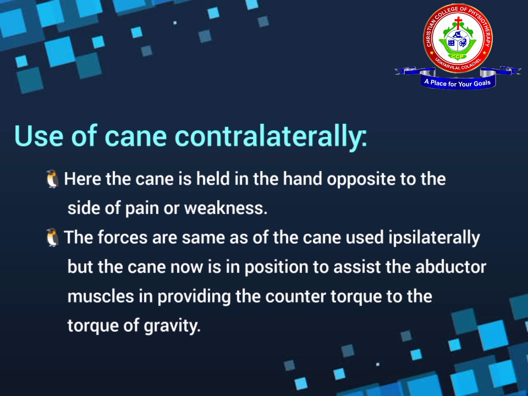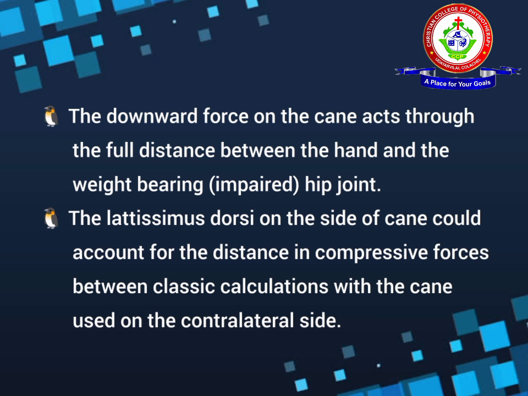Now we can see the use of cane contralaterally. Here the cane is held in the hand opposite to the side of pain or weakness. The forces are same as the cane used ipsilaterally, but the cane now is in position to assist the abductor muscles in providing the counter torque to the torque of gravity. The downward force on the cane acts through the full distance between the hand and the weight-bearing hip joint.